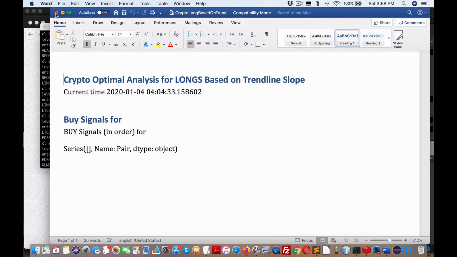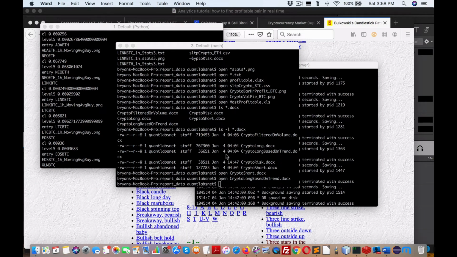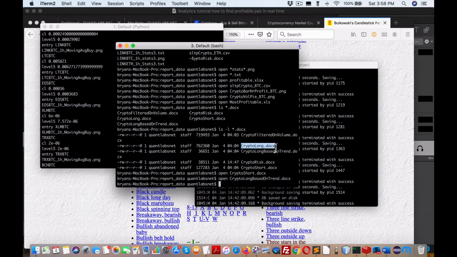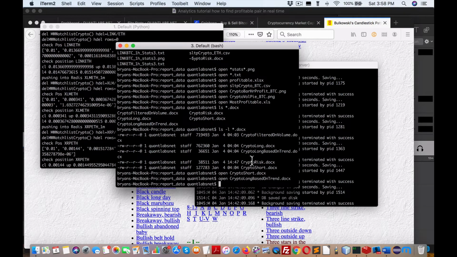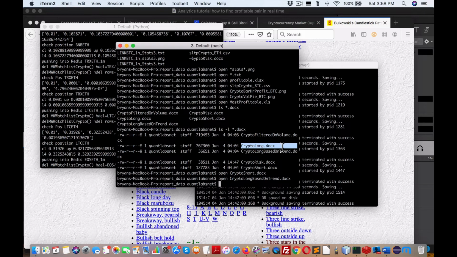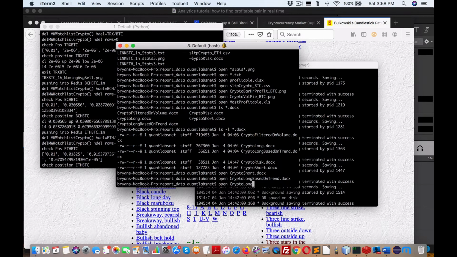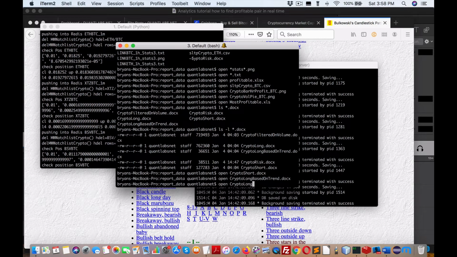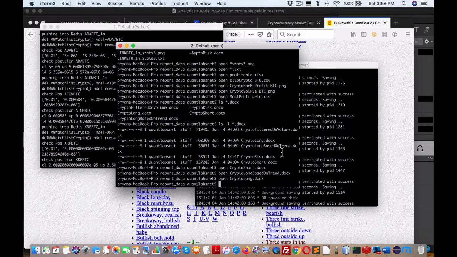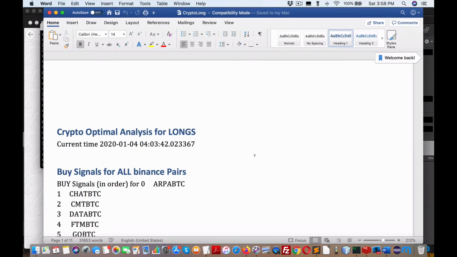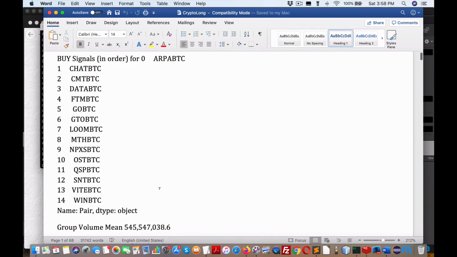Okay. So moving into other pairs, we have two other ones. We have a general long, and then we have one based upon volume. So let's look at this one first. These are the same format. Crypto long. Okay. So this one does not filter by trend or by volume. Okay, so we have 14 pairs here.